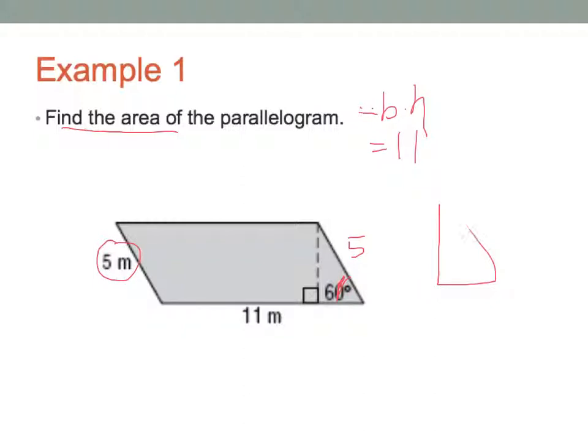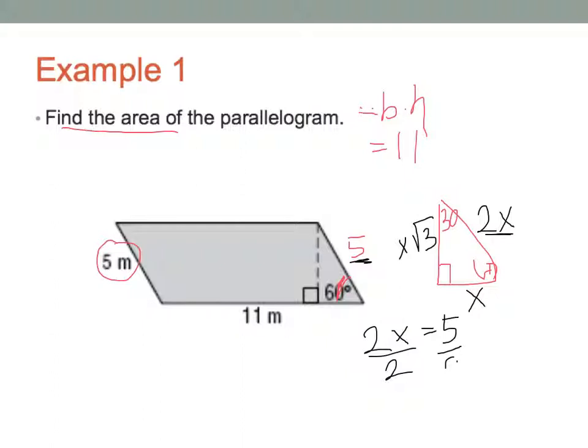Now remember, on our special 30, 60, 90 triangles, the angle that is across from my 30, I label x, then the hypotenuse is twice that, 2x, and the other leg is x multiplied by root 3. Now here I have 2x and 5. Those triangles are similar, so I'm going to say 2x equals 5, and now I'm going to solve for x, and I get x equals 2.5.